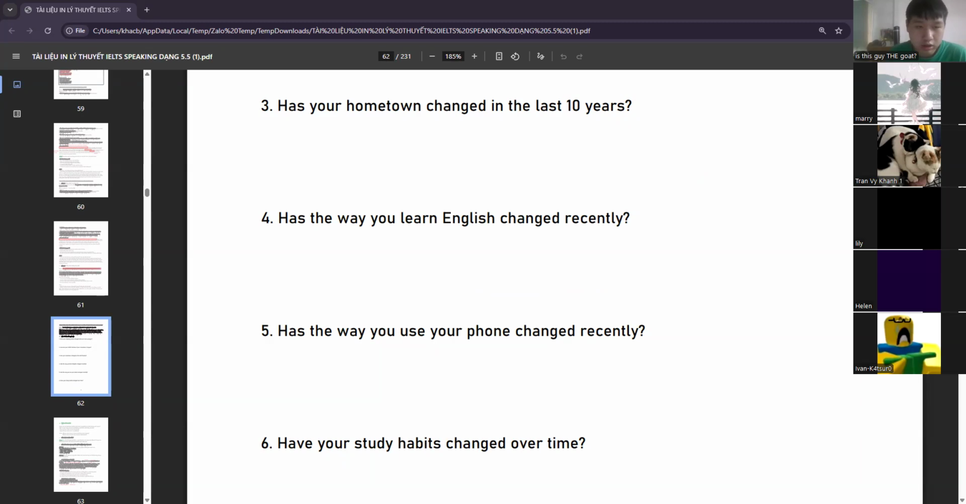Okay, so I think that the way I use my phone hasn't changed quite a lot recently, because ever since I had my phone, my mom has restricted it and made me use it only to listen to audiobooks or listen to music, but not do other things. And I still use it for the same purposes now. So I believe that the way I use my phone has not really changed much recently.